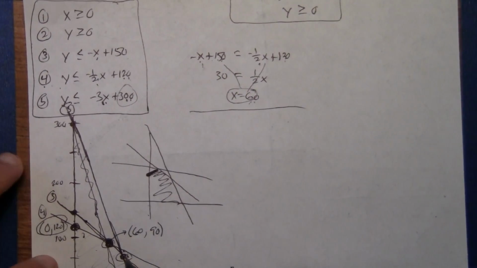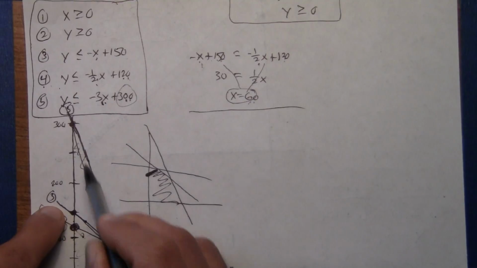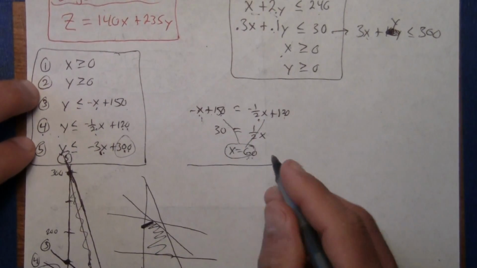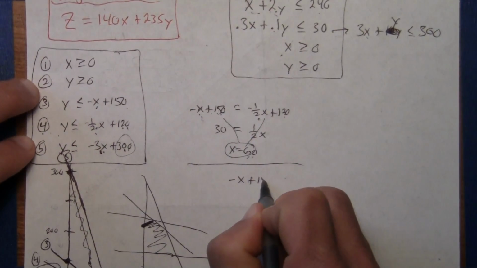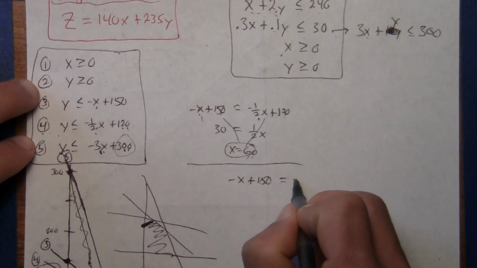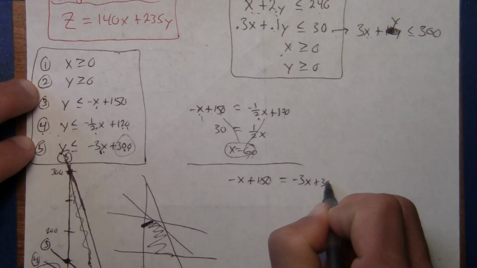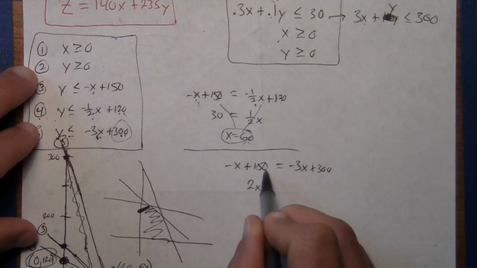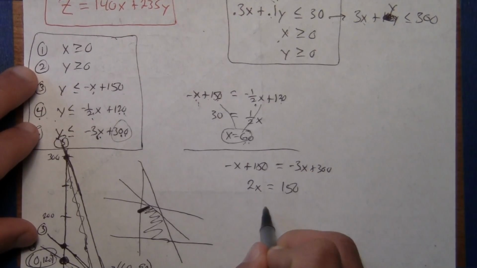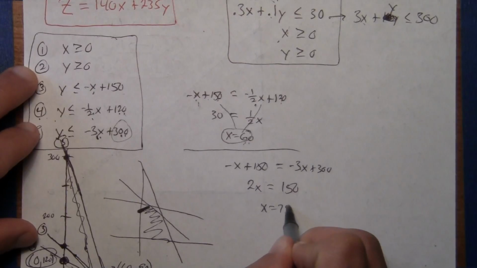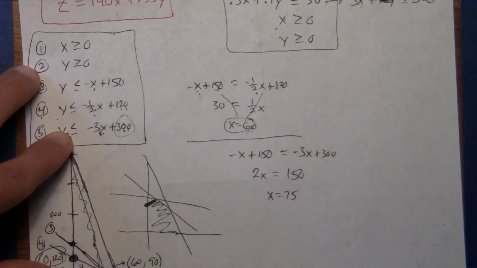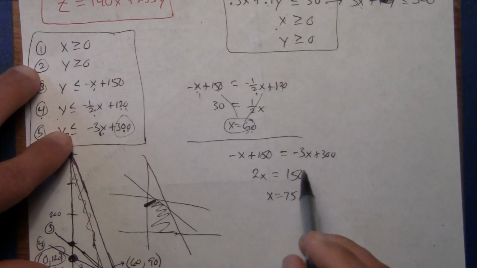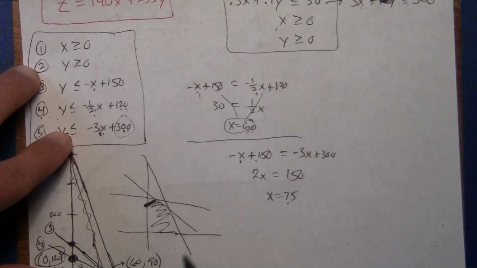Alright, for this one, it looks like it's lines numbers 3 and 5 that are intersecting. So I would take negative x plus 150, set it equal to negative 3x plus 300. And if I solve, if I add 3x, I would get 2x. Subtract 150, I get 150. Divide both sides by 2, I get x equals 75. And then plug that into either one, it looks like I also get 75.